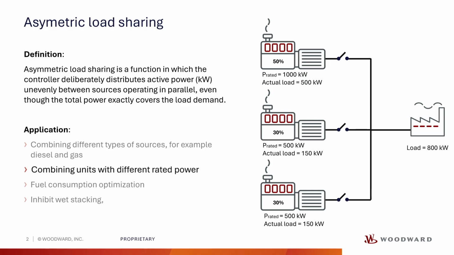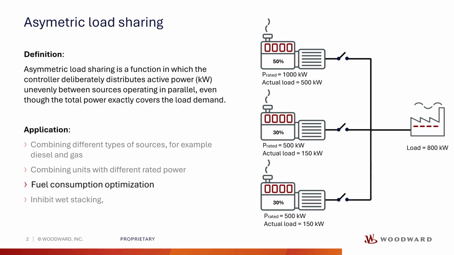Another application could be combining units with different rated power. Instead of forcing equal kilowatts or equal percentage sharing, we assign load more appropriately so the smaller unit isn't pushed into its limits, and the larger unit doesn't run inefficiently.